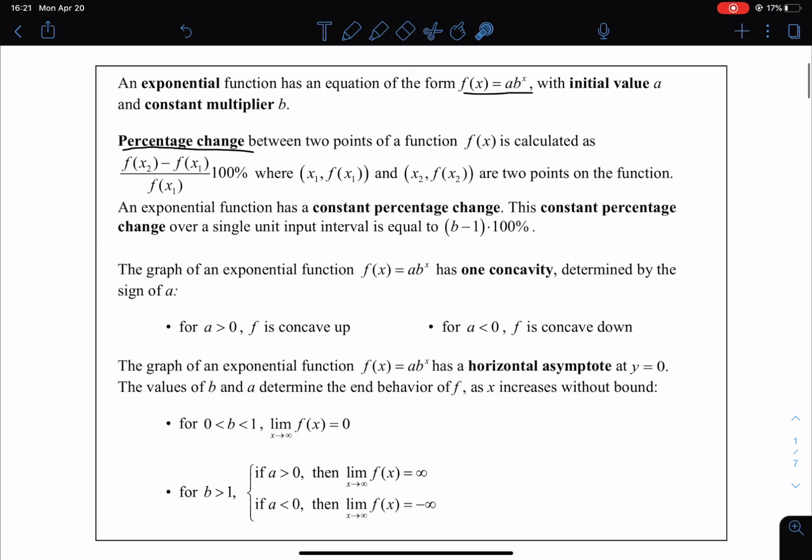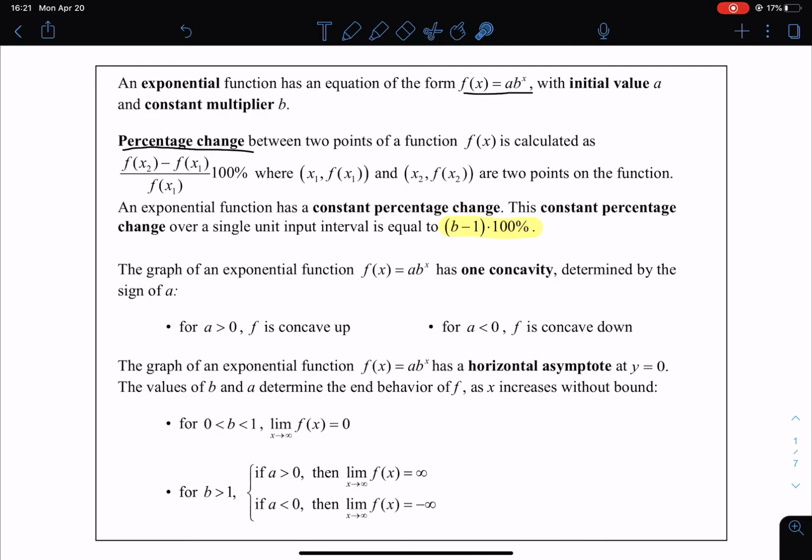And because this is an exponential function, you can see after you use this formula, the exponential function has a constant percentage change, and this constant percentage change is the very important part.